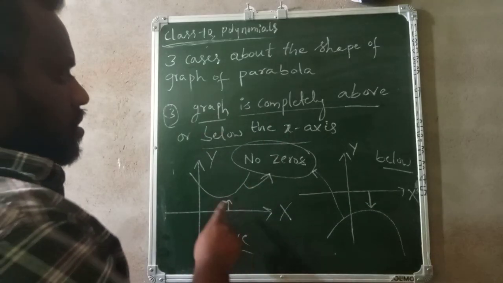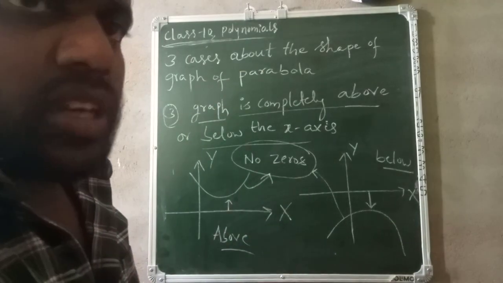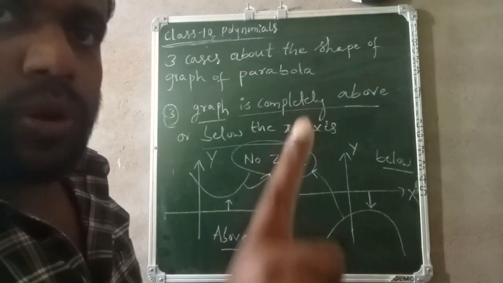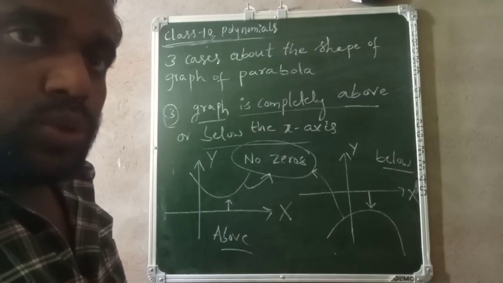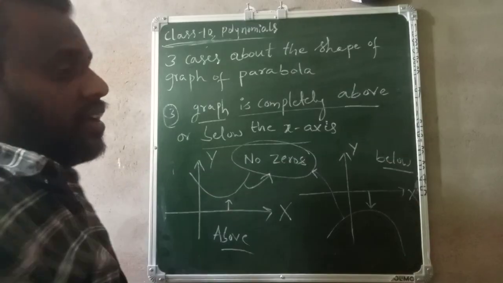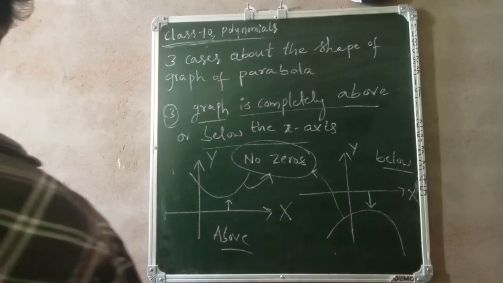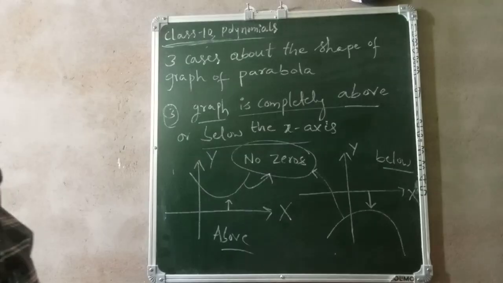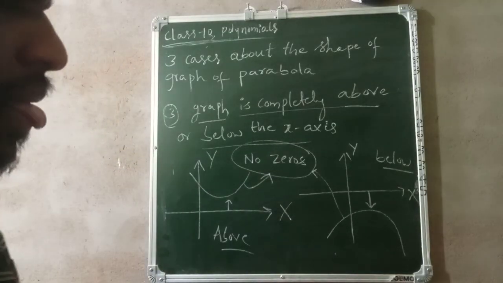Why? Because these curves are not touching the x-axis. Only if the curve touches or cuts the x-axis, then only there will be zeros. If it cuts the x-axis at one point, then there will be 1 zero. If it cuts the x-axis at 2 different points, then there will be 2 zeros. But here it is not cutting the x-axis at all, so that means there are no zeros. Okay. So that's all about the 3 cases of the parabola and the number of zeros.